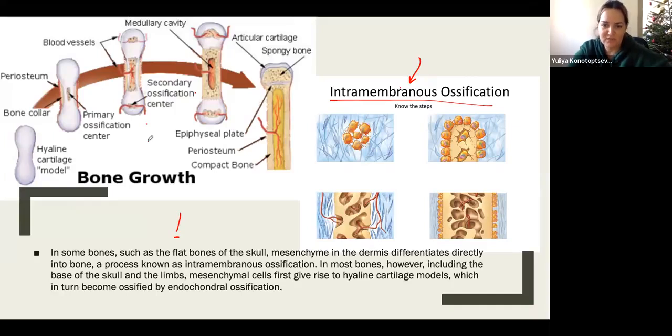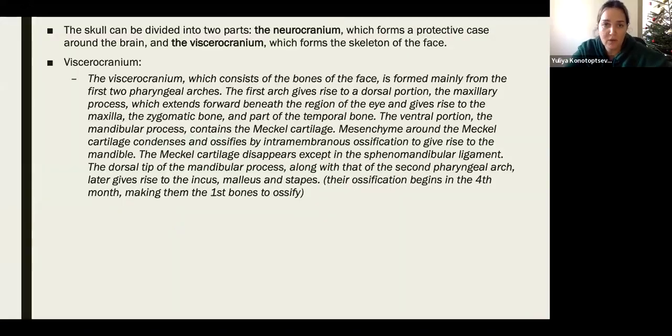Endochondral ossification is for the bones that do bear weight. So this is your long bones, your vertebral column, pelvis, right? So all of this kind of stuff. The base of the skull, so yeah.